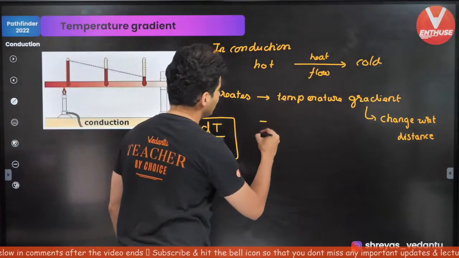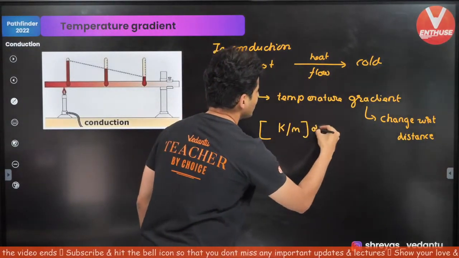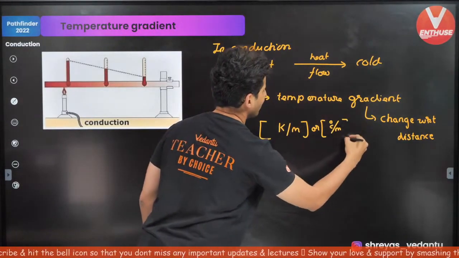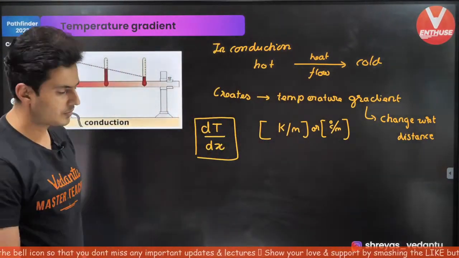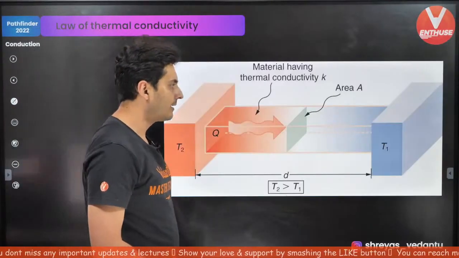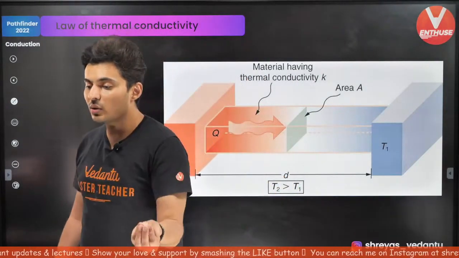Obviously, if you talk about the units, it will be Kelvin per meter. You can also use degree Celsius per meter. Up to you, whatever you want to use. So temperature by distance, that's what temperature gradient is. Now, I need this temperature gradient to give you that formula.